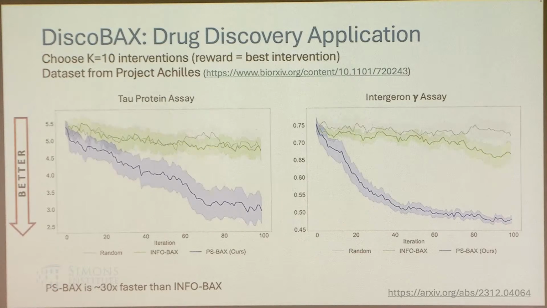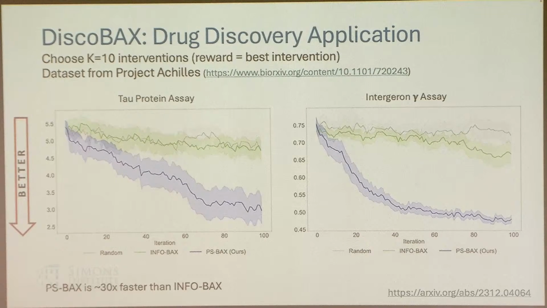And then we also looked at this DiscoBAX setting, which is this drug discovery application proposed in this paper down below. It's based on this data set from Project Achilles. The idea is to choose K, in this case, K equals 10, interventions to optimize for the best reward. The setting is fairly standard. There is a reference function that we know, and then there's a bias term that we don't know, that we can only measure in an experiment. And we want to find a portfolio of 10 such that one of the 10 is as good as possible.